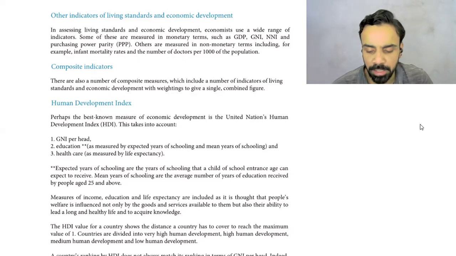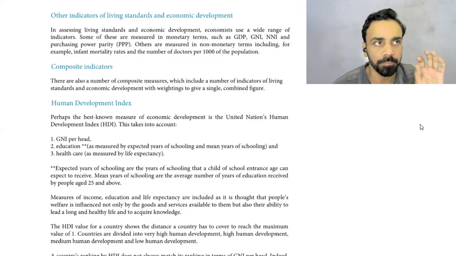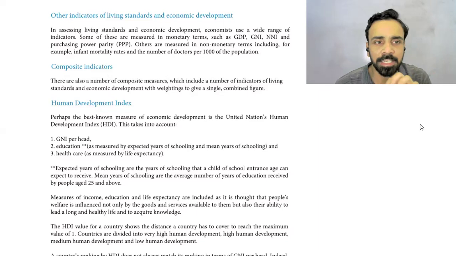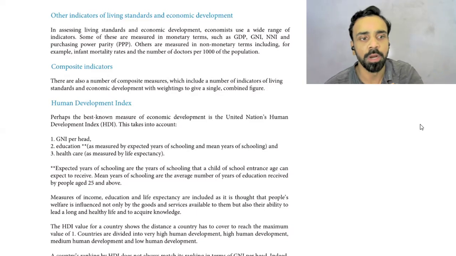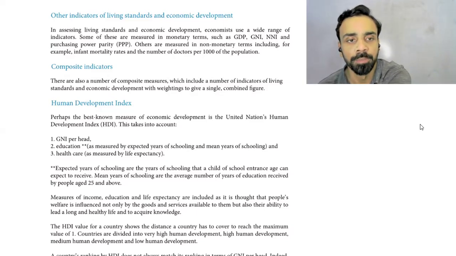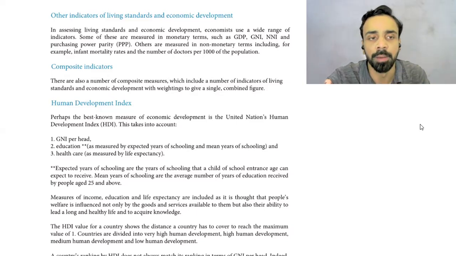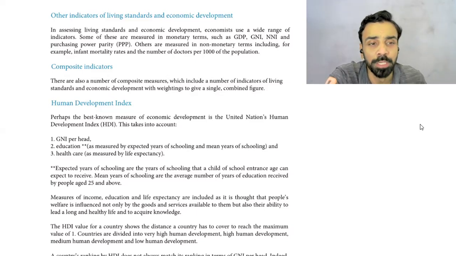So for that, because GDP or GNI per head is a single indicator, what we can also use is something called composite indicators. Now, composite indicators basically take the weight of multiple things which can be considered as part of the living standards in the economy. It takes a couple of things, weights them up, and gives a single number, which helps you identify the living standards beyond just what is being produced.